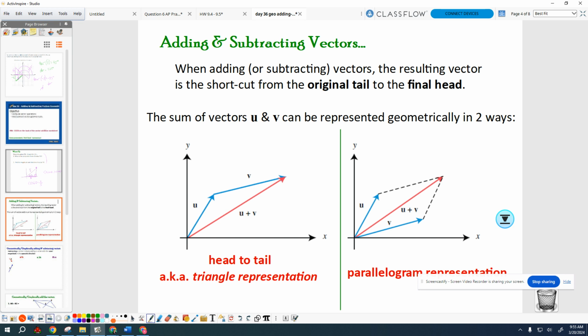Yesterday on Delta Math, you had to add and subtract vectors using their x and y components. Nick, you need to stop. I'm writing a code. I don't care. That's not what we're doing.